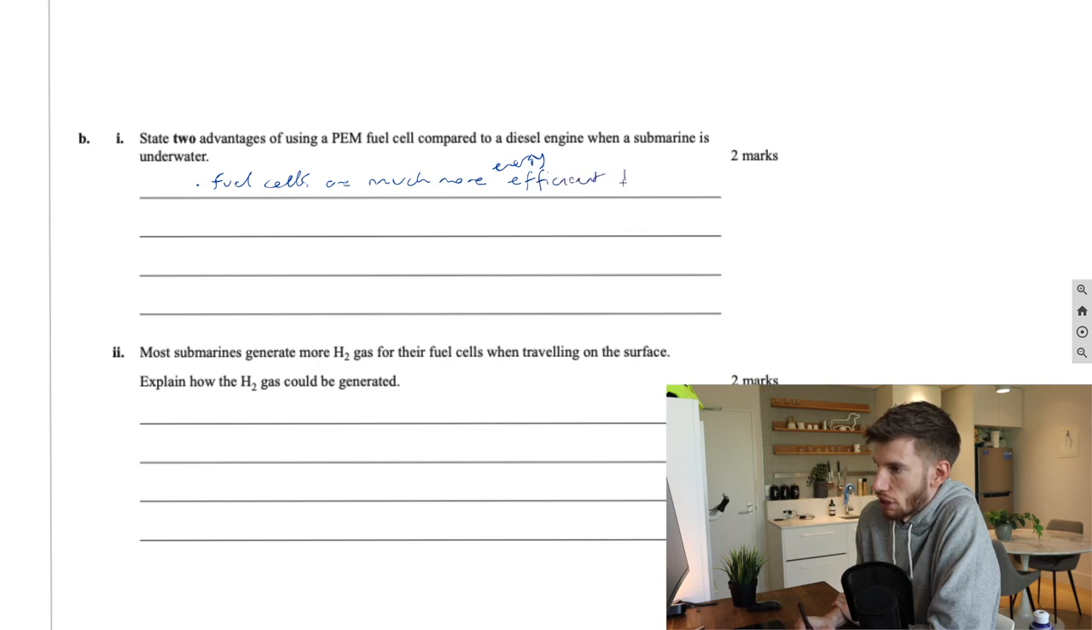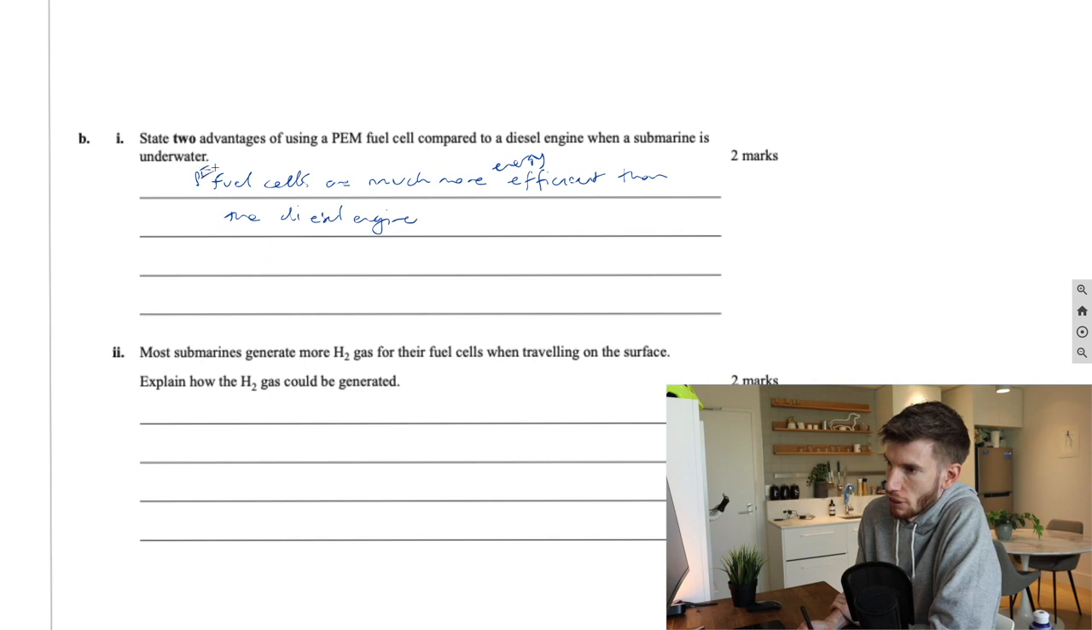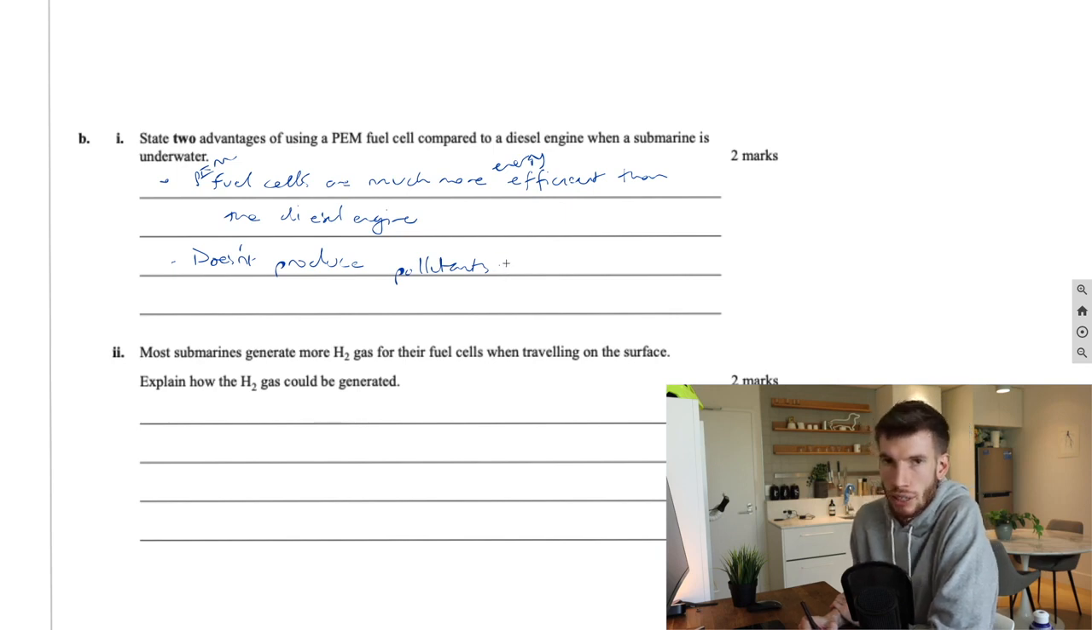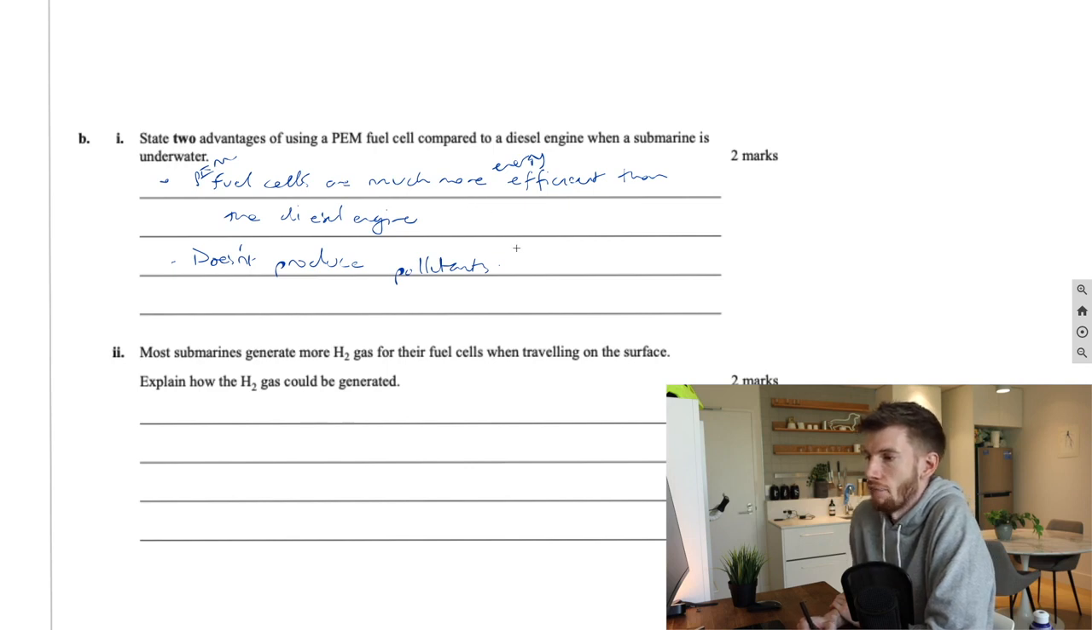Energy efficient than the diesel engine. Actually, let's put that in context as well. So PEM fuel cells. And then another one is that it doesn't produce pollutants, right? So there's no carbon dioxide, monoxide, or anything like that. You could also argue that another one is that it's using readily available fuels. It's renewable, hydrogen and oxygen gas, that it's cheap or freely available for the most part.